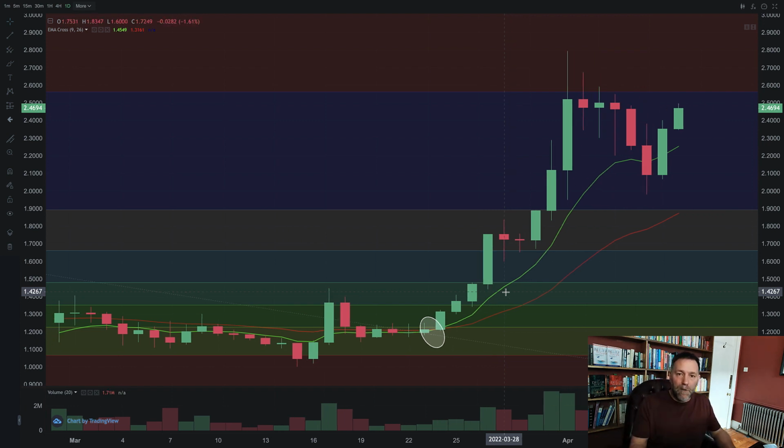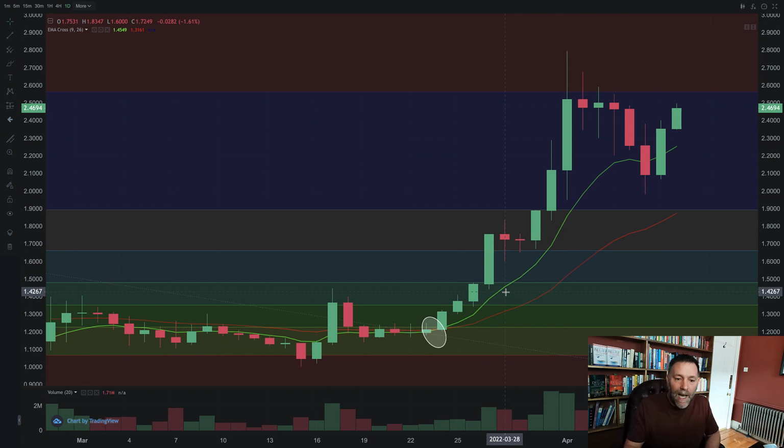Now you can use it on multiple charts and multiple time frames. The daily and the 4 hourly I think work really well, or you can use 12 hourly, 8 hourly, 6 hourly. I like the 4 hourly or the daily. The daily works really well.